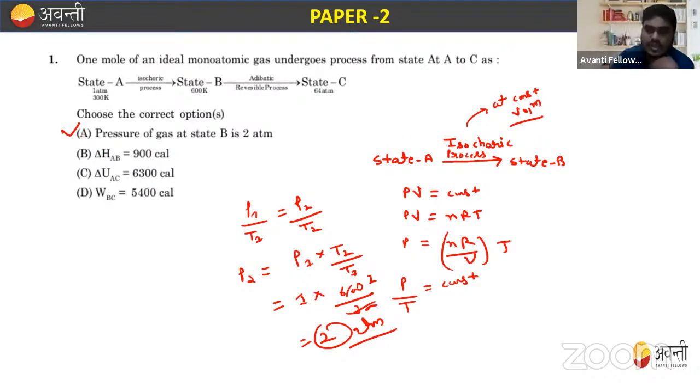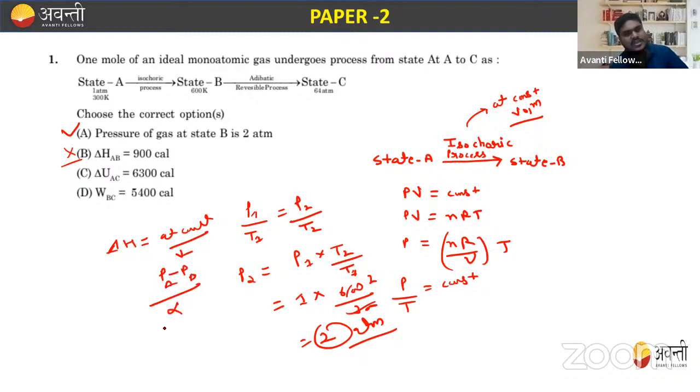Now, it says delta H from A to B is equal to 900 kilojoule. So what is enthalpy? Enthalpy is the heat content of the system at constant pressure, right? Here the pressure is not constant. So this will be absolutely wrong, right? Because delta H is nothing but energy at constant pressure only. So between A and B, pressure changes, P_A and P_B. So we can say that this statement is absolutely wrong.